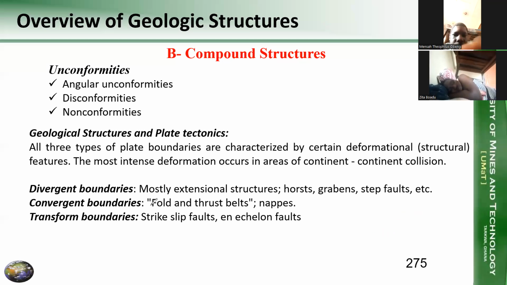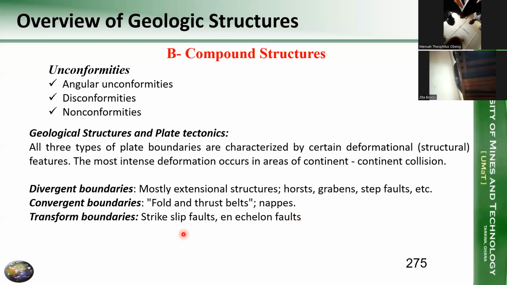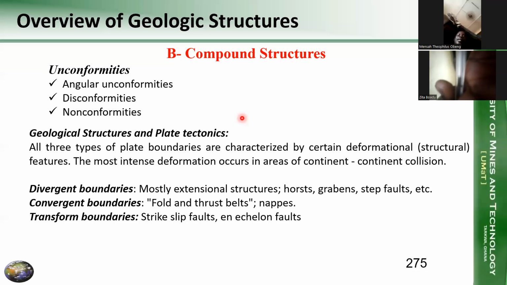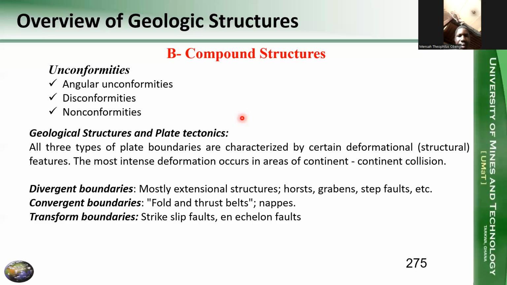Then at convergent boundaries, we have a lot of folding. Then we could talk about the transform boundaries, where we have strike slip faults and then en echelon faults. So these are different types of faults at the transform boundaries. In effect, we are trying to say that we have different types of compound structures at each of these boundaries.